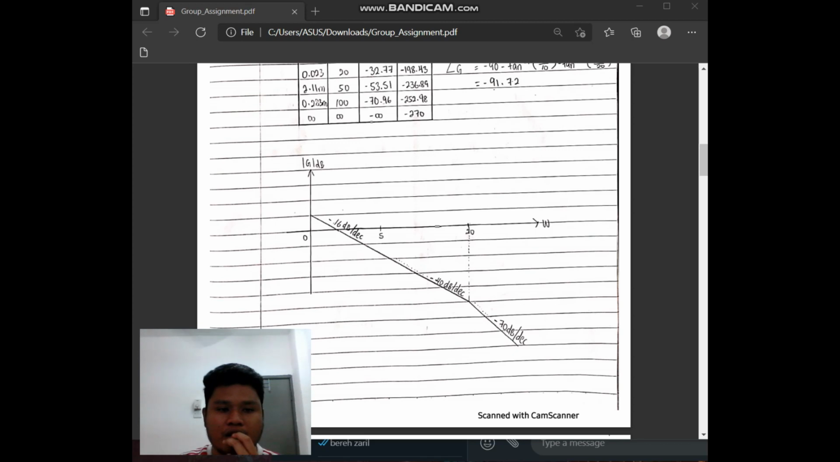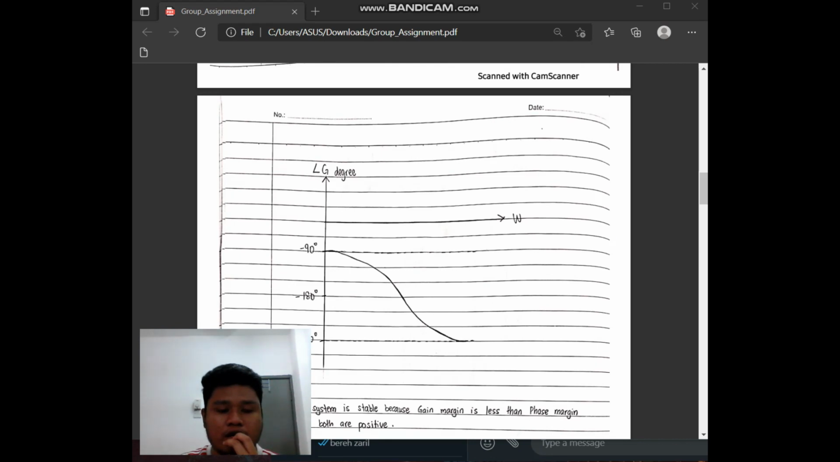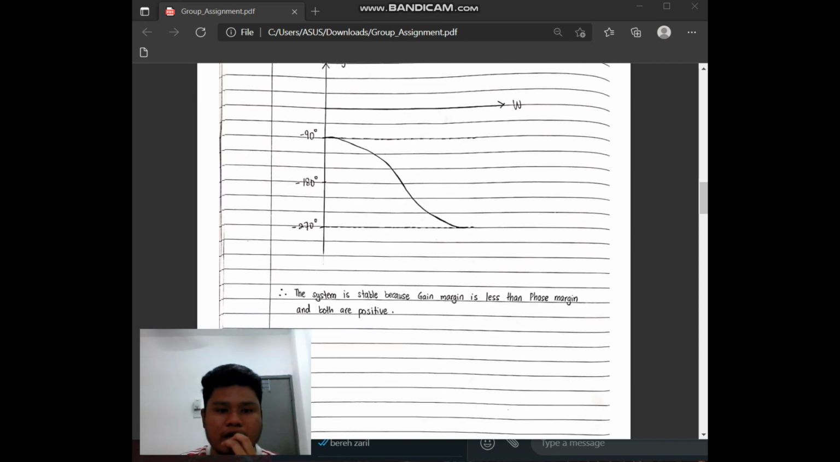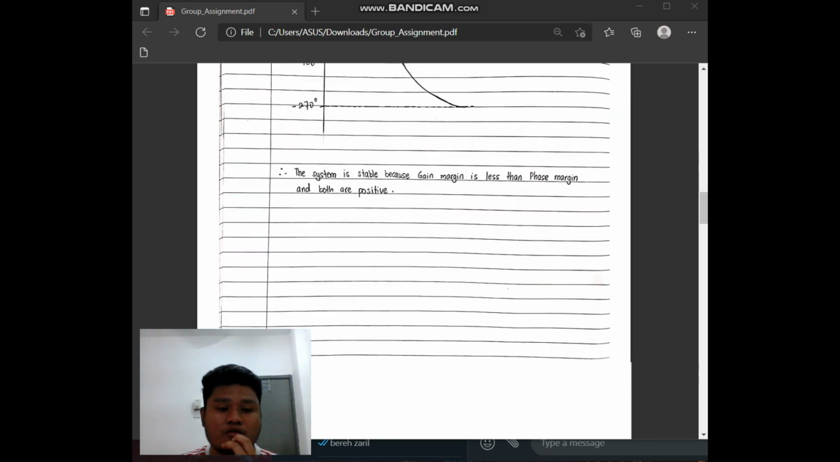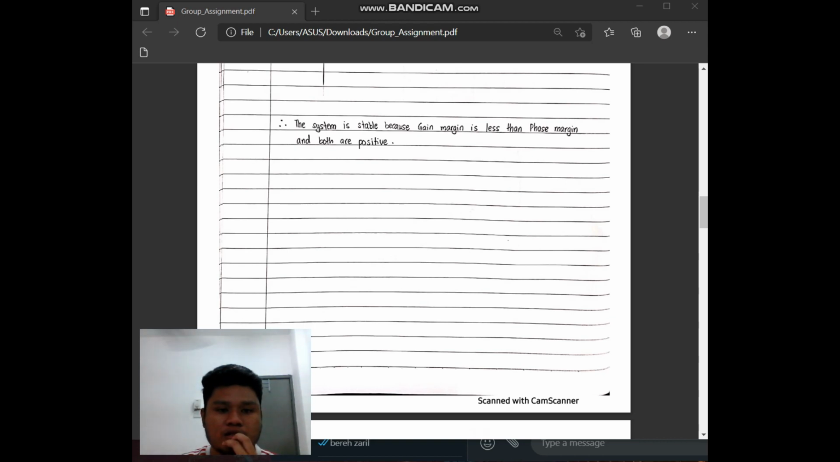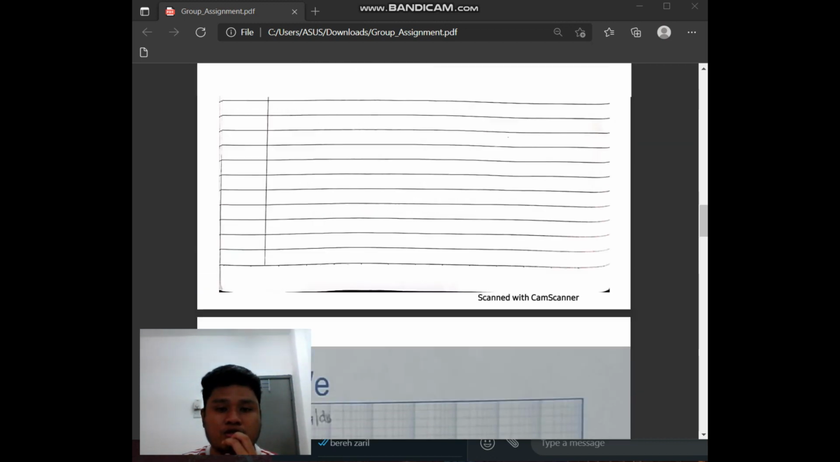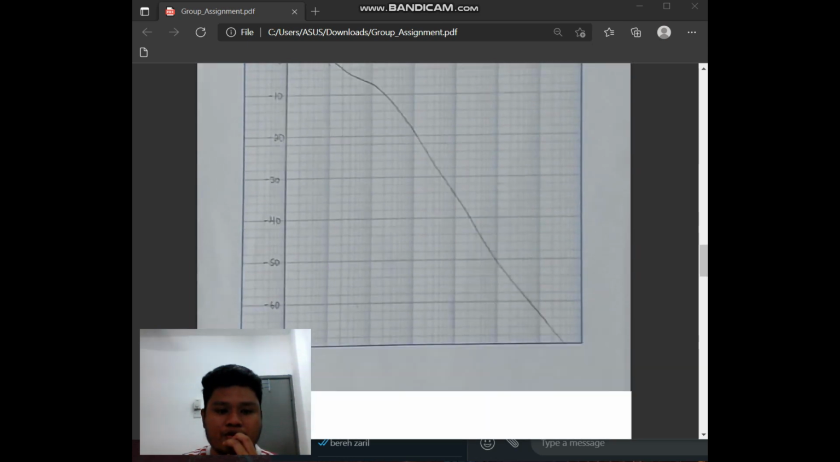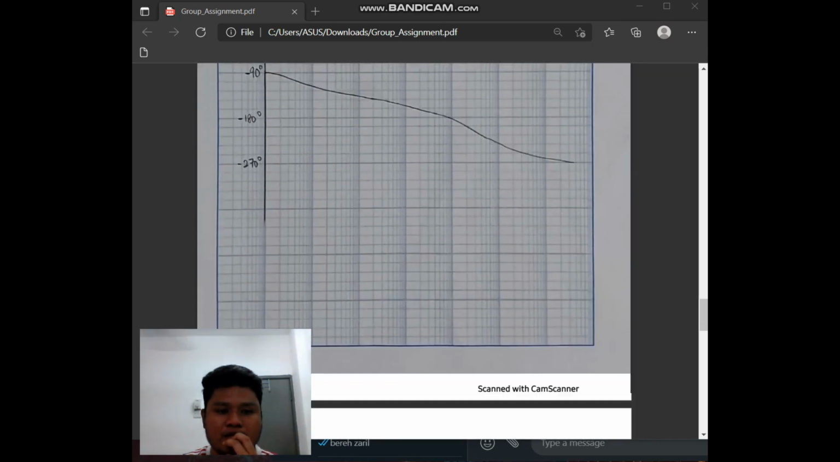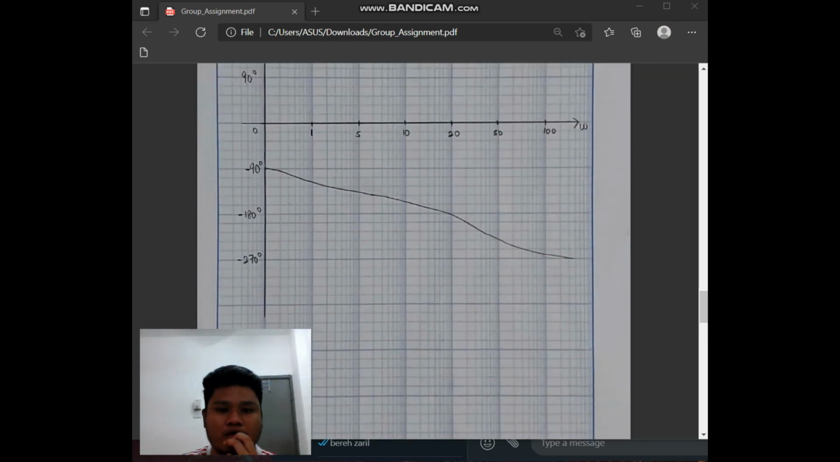Then for the magnitude graph, we will get it like this. It goes to the negative side, and for the phase angle, we will get it like this, from negative 90 to negative 270. So we know that the system is stable because gain margin is less than phase margin, and both are positive. So this is the graph for magnitude, and this is the graph for phase. Okay, so that's all for my part.